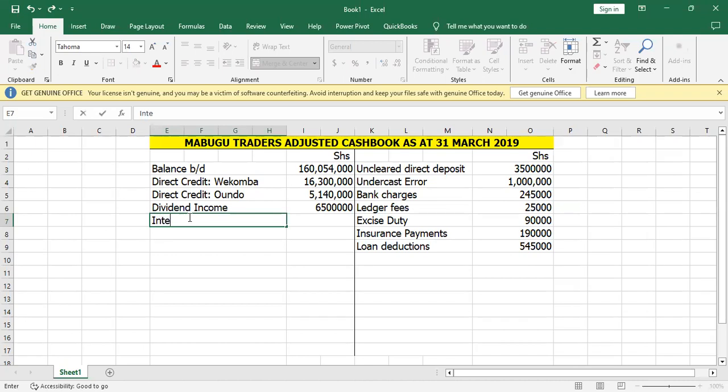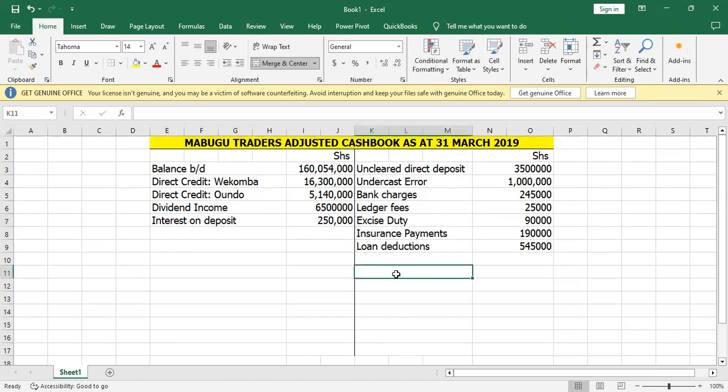Interest on deposit of 50,000. So that's it all. We have entered most of the items. Anything which is left out?